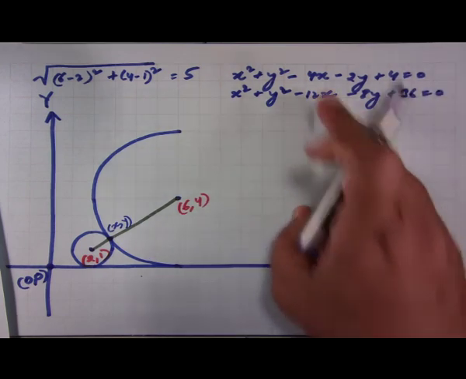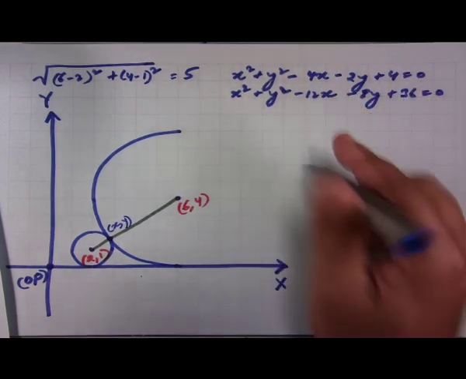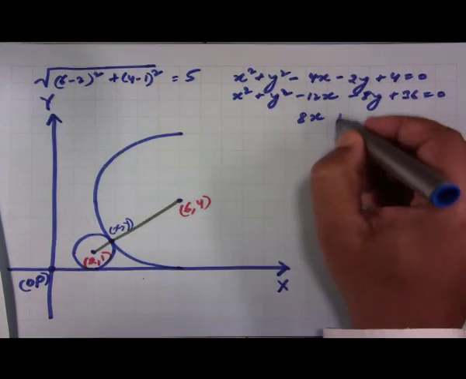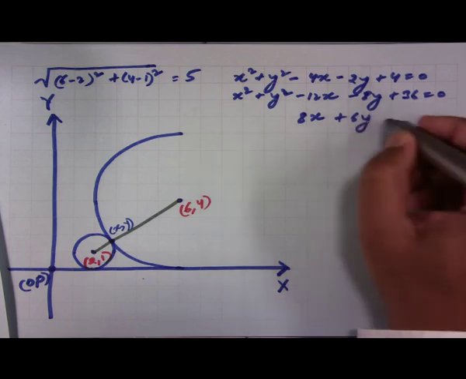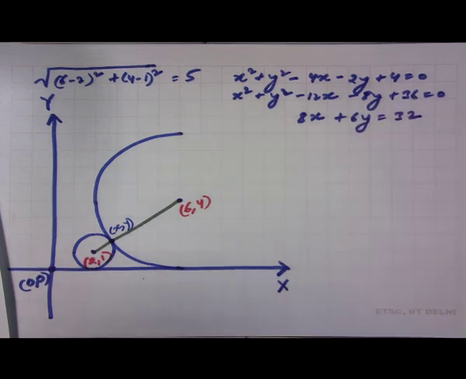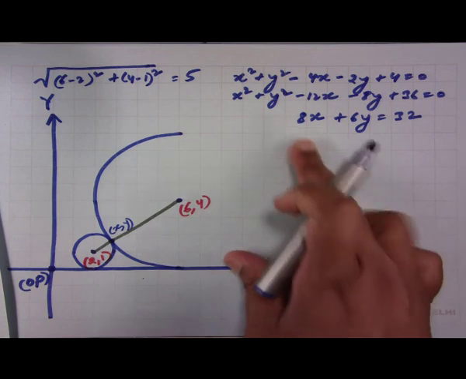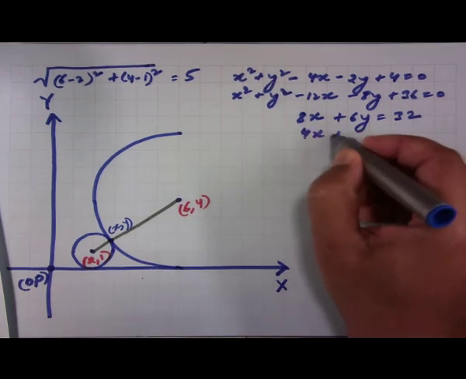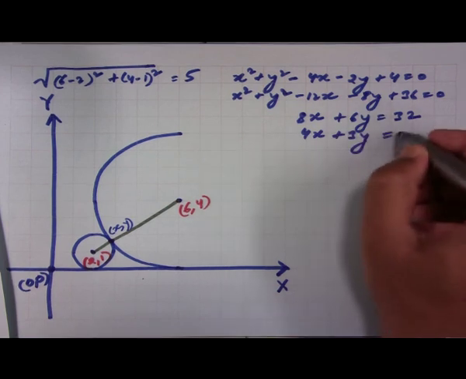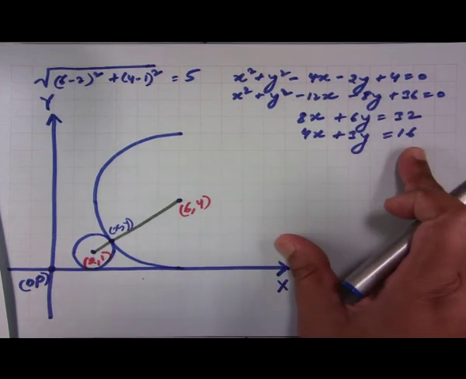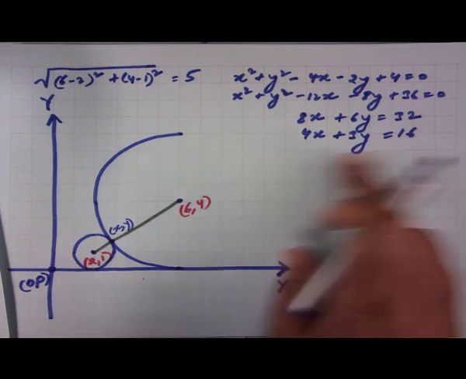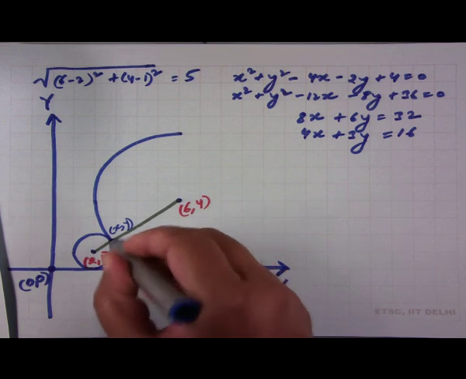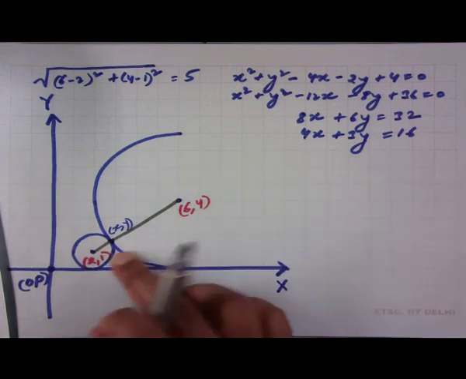And therefore, if we subtract it, then what we get is, so this point x comma y must also satisfy this equation, or we can simplify it to 4x plus 3y is equal to 16. This equation must be satisfied by this point.